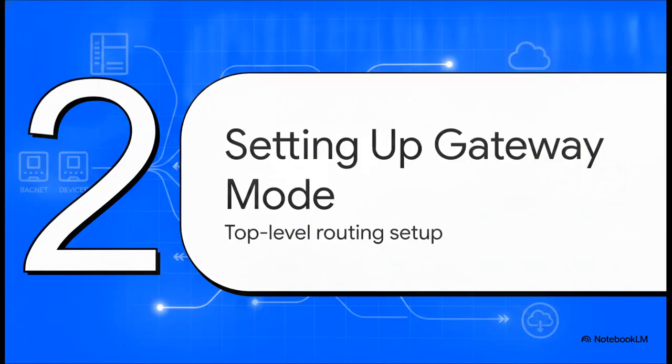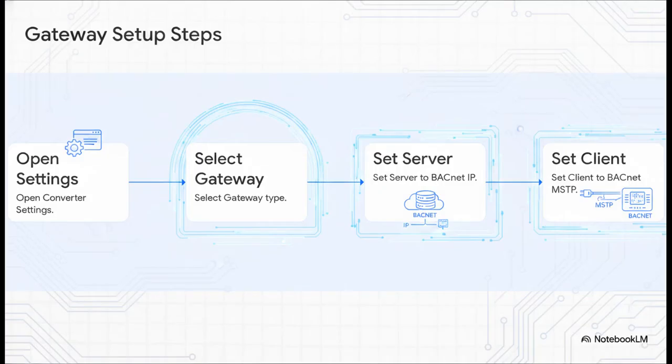Moving right along to Section 2, setting up gateway mode. Time to hop into the NewroCon software and get our top-level routing going. The beauty of this interface is that you access it right through your web browser. No clunky software installs to worry about. First thing you're going to do is open Converter Settings on the left-hand navigation menu. From the Converter Type dropdown, you'll select Gateway.